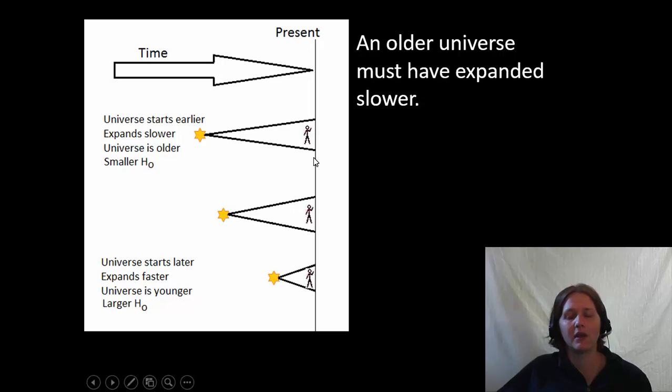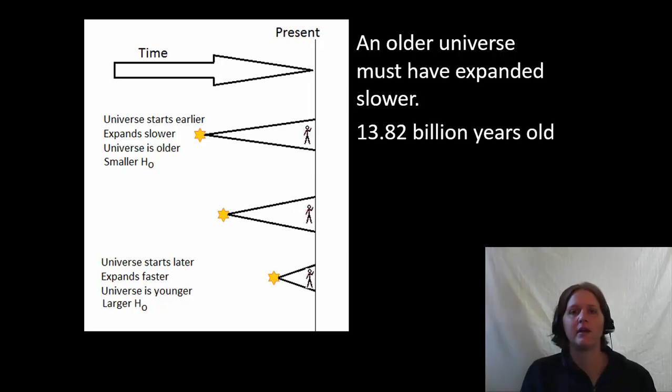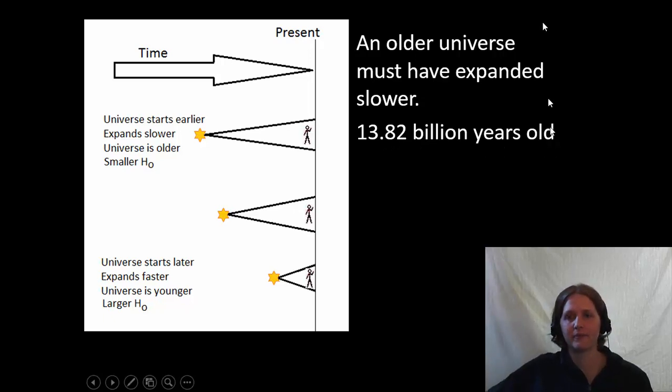expanded slower. Part of the reason we really want to know Hubble's constant really well is so we can find the age of the universe. And our best estimate for the age of the universe is 13.82 billion years old.